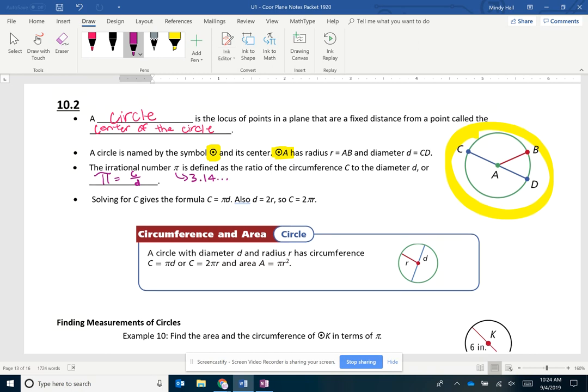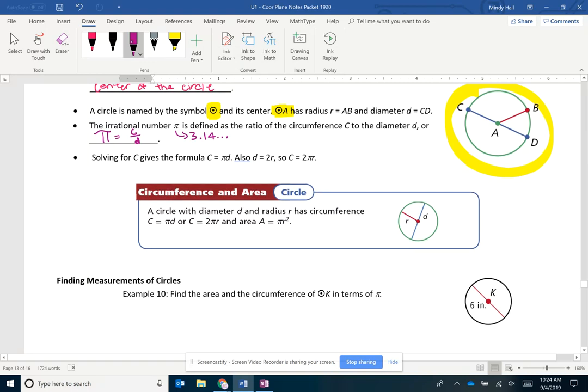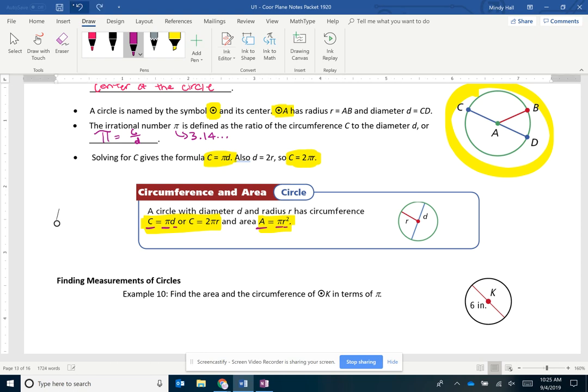So solving for C gives us the formula circumference equals pi times diameter, and also this diameter is 2 times your radius, so C can also be 2 pi r. So when you are working with circles, just know you have 2 formulas for circumference that may come into play, and then you have your 1 area formula. One way to remember this is chocolate pies are delicious, apple pies are too. Just a random thing that might help you remember which one is which.